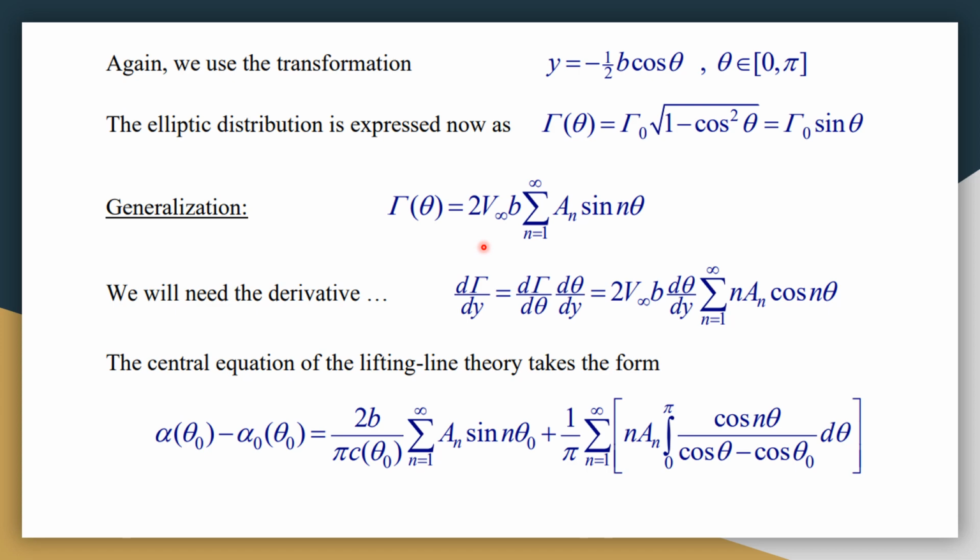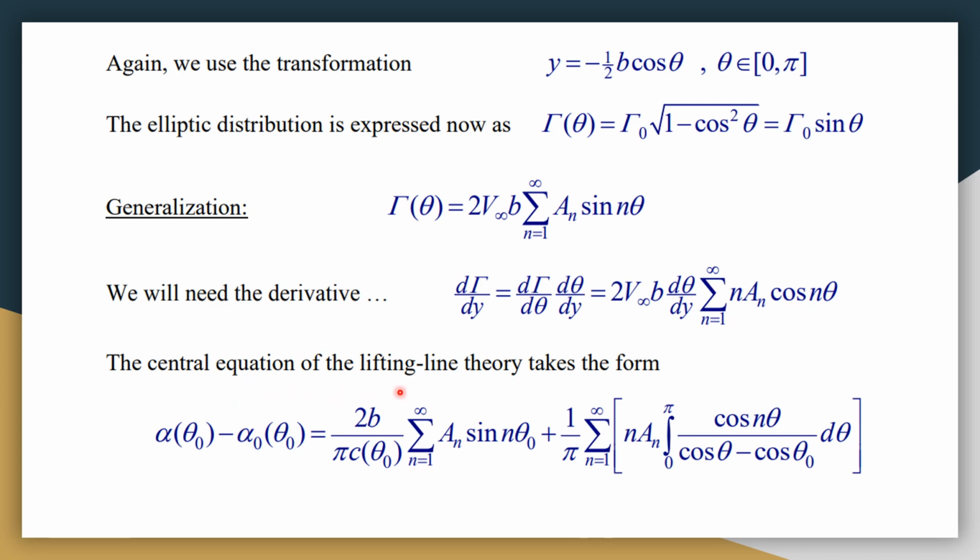We need to derive d tau by dy equal to d tau by d theta into d theta by dy. We know that the derivative of d theta and d theta will get cancelled, and again it forms d tau by dy. But for the derivation, we split it into two. Then d tau by d theta into d theta by dy further equals 2 v infinity b, d theta by dy, the summation n equal to 1 till infinity n a n cos n theta.